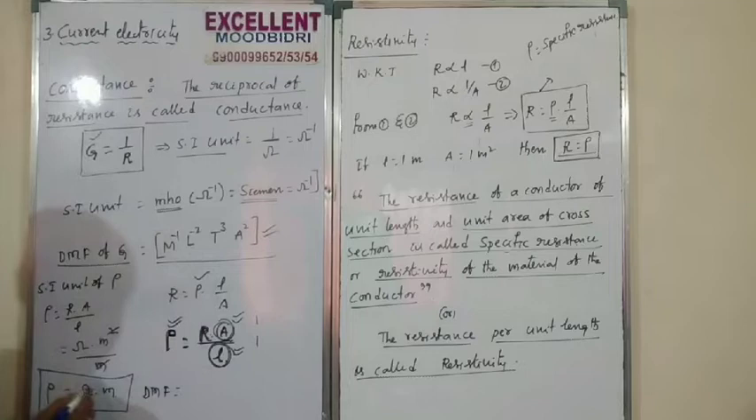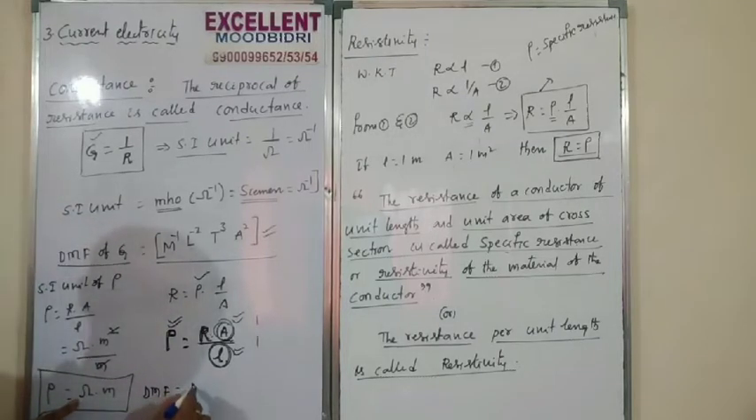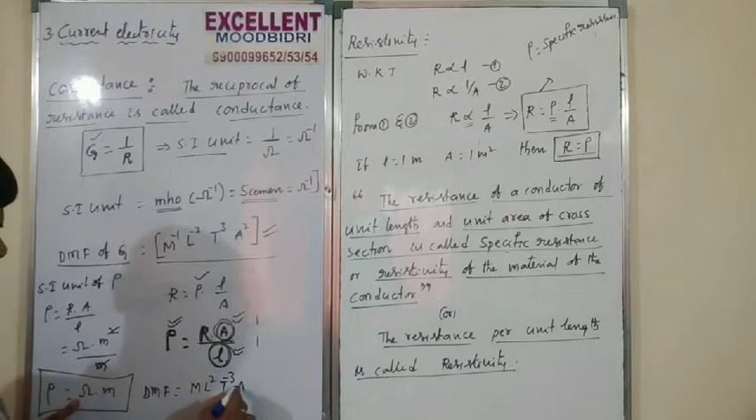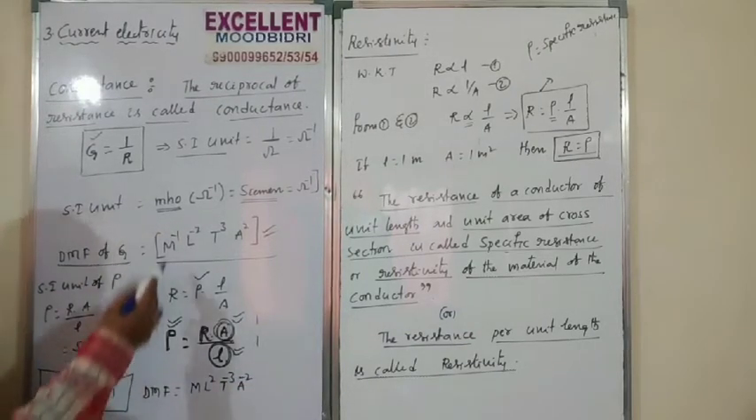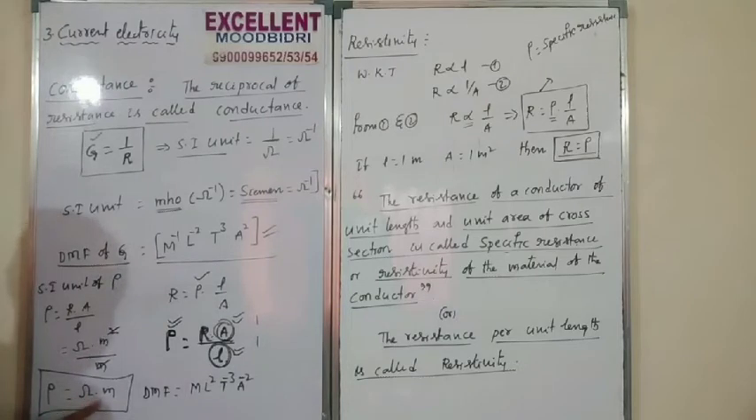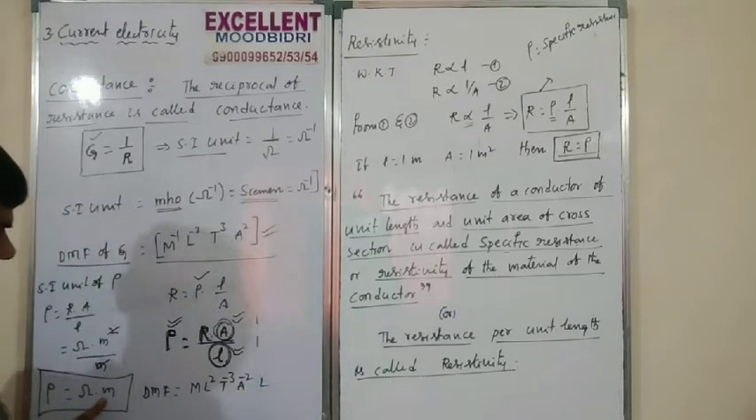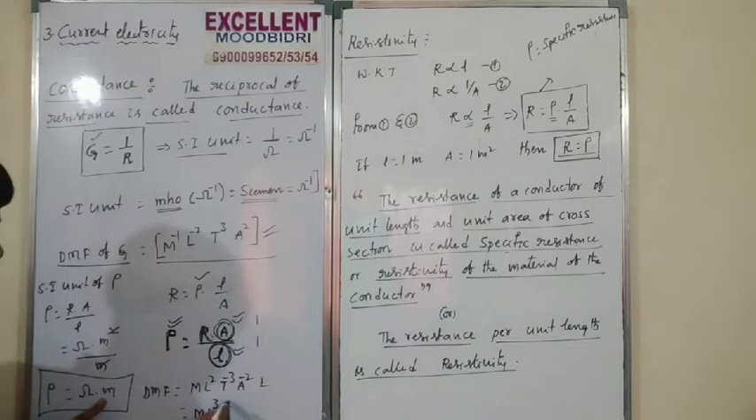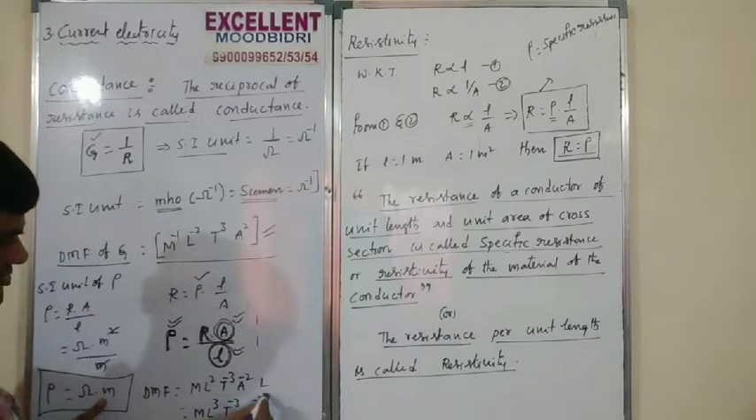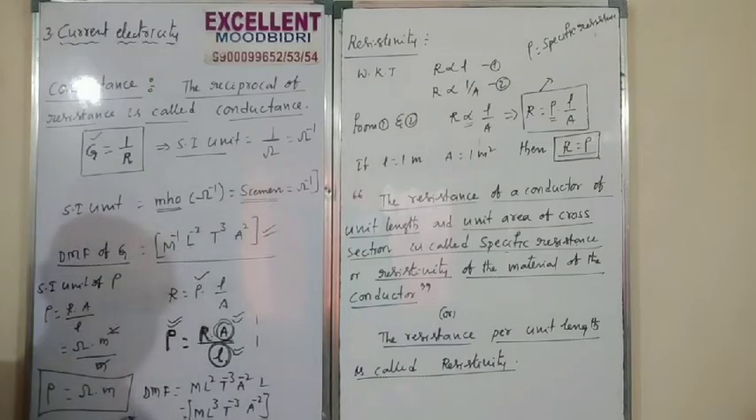Dimensional formula of rho. So ohm is what? M L square T power minus 3, ampere power minus 2. So for this, just reverse it. Meter, L square, L only. So L into L square, so L cube. Therefore L cube T power minus 3 A power minus 2 is the dimensional formula of rho, the resistivity. Okay, right. Next.